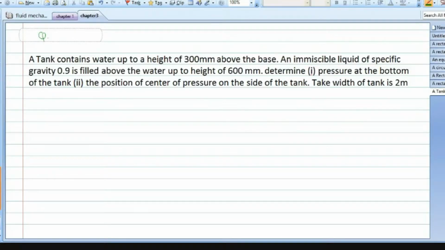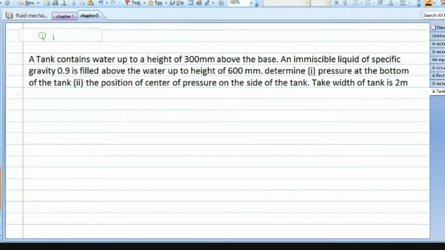The numerical number 1, we have to solve using this pressure diagram method. A tank containing water up to the height of 300 millimeter above the base, and immiscible liquid of specific gravity 0.9 is filled above the water up to the height of 600 millimeter. Determine the pressure at the bottom of the tank and the positions of center of pressures on the side of tank. Take the width of tank as 2 meter.